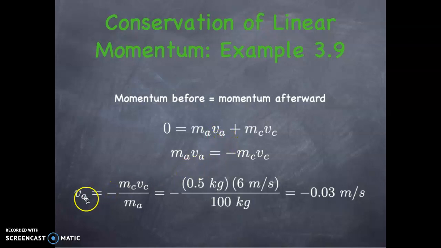Now, since we want to know v sub a, we transpose the product of ma to the left-hand side of the equation and then solve for v sub a. Notice we get this negative sign in front of the mc times vc. We solve this, we get a negative 0.03 meters per second. This is quite interesting. The camera goes off at a positive 6 meters per second, and the astronaut moves in the opposite direction at a negative 0.03 meters per second, based on the conservation law of momentum.